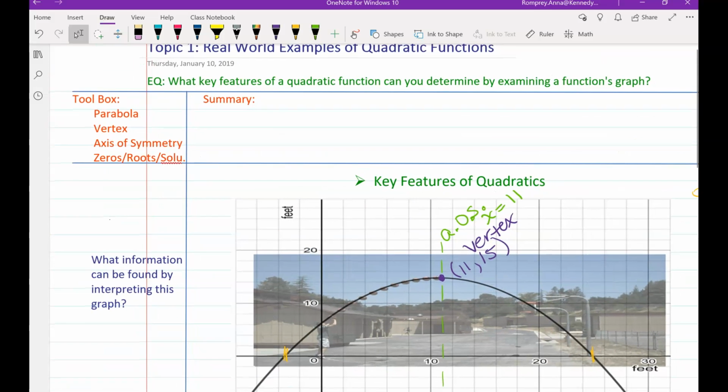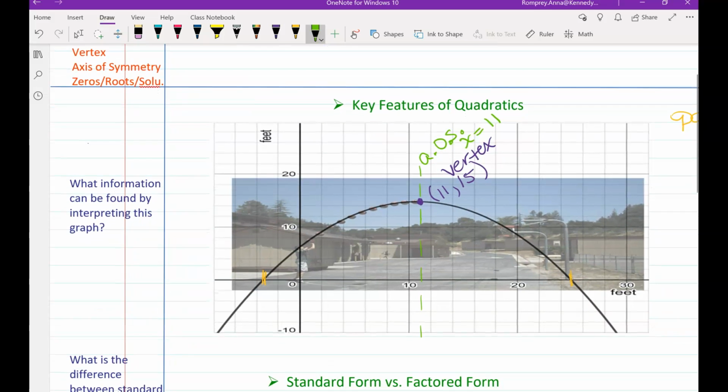So x equals 11. That would be the equation of the line of the axis of symmetry. All right, so let's go back to our toolbox. So parabola, we talked about that, just a U-shaped graph. The vertex is either going to be the maximum or the minimum of our parabola. Axis of symmetry always cuts through the vertex. Oh, and now let's look at our zeros, our roots, our solutions. So again, we have talked briefly about this, but in case you don't remember, zeros, roots, solutions, it's all the x-intercepts. So just look and see, where does our graph intersect the x-axis?